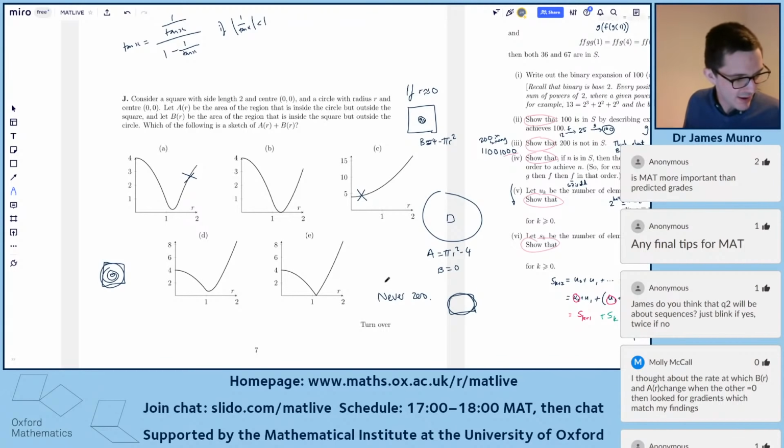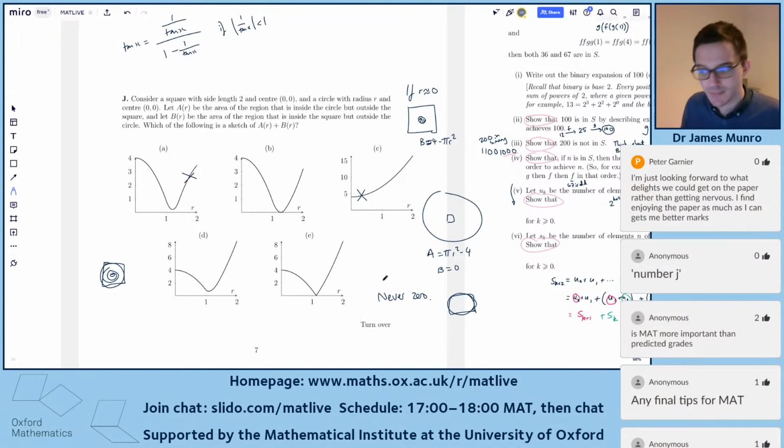Right. Is math more important than predicted grades? Yes, for Oxford admissions. Because, well, hang on. So almost all of our applicants have the same predicted grades or have great predicted grades. So it's not helpful for us choosing who we're going to shortlist. So the math is more important to us because we can actually use it to help us decide who we're going to shortlist.